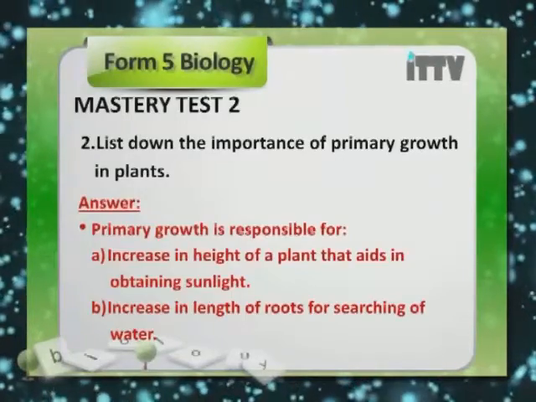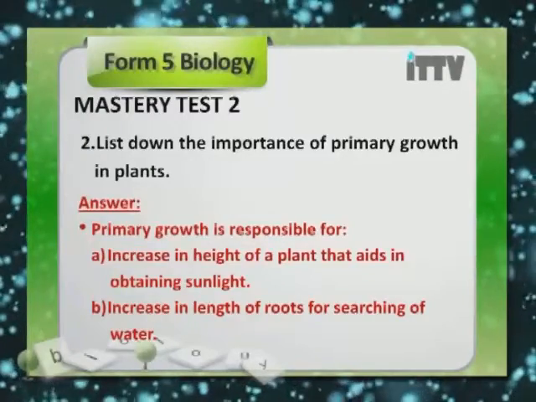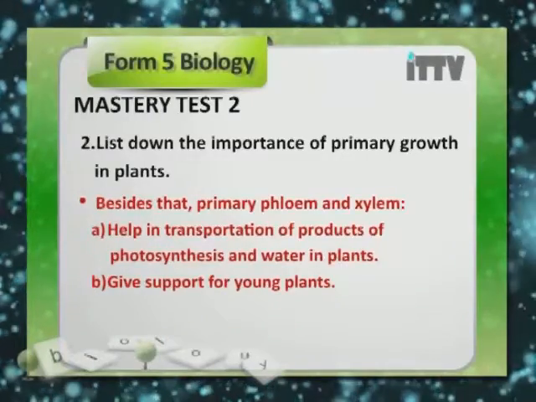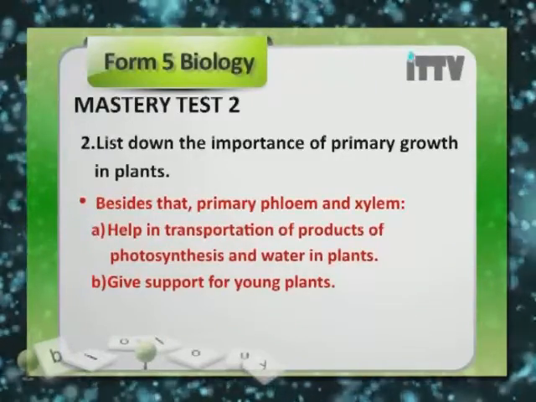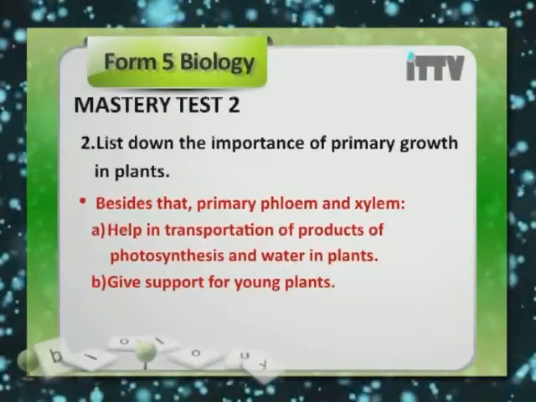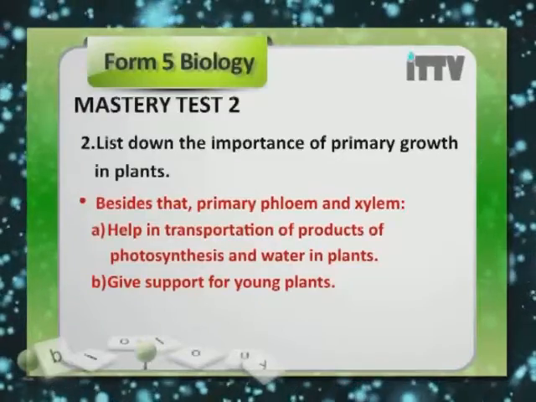Now, firstly, you should say that primary growth is responsible for an increase in height of the plant that aids in reaching sunlight. You could say increase in length of roots for searching of water. Besides that, primary phloem and xylem help in the transportation of products of photosynthesis and water in plants. And they also are there to give support for young plants.